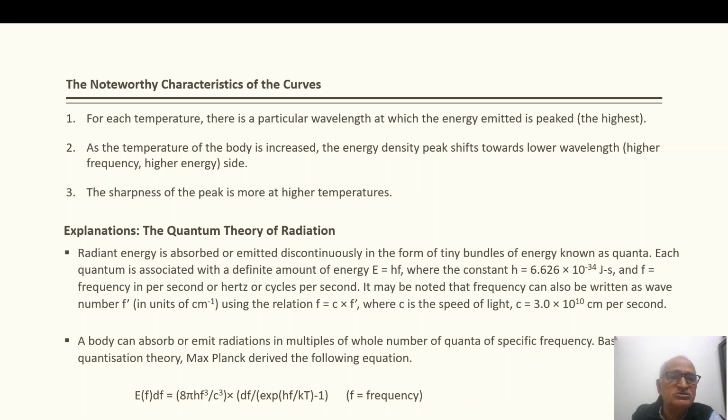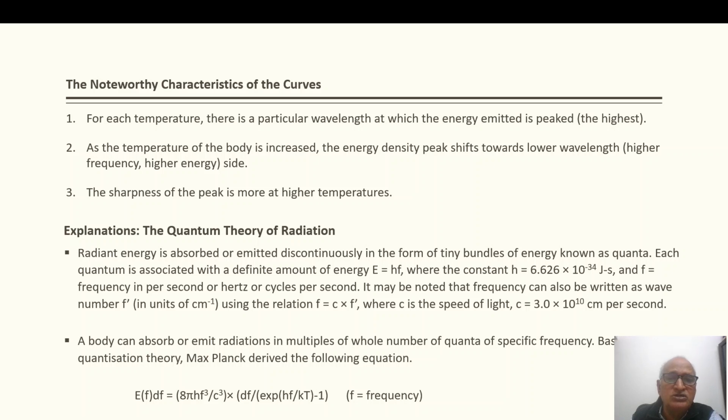Now explanations, that is the development of quantum theory of radiation. Radiant energy is absorbed or emitted discontinuously in the form of tiny bundles of energy known as quanta. Each quantum is associated with a definite amount of energy given by the equation E = hf, where the constant h is called Planck constant, and f is frequency in units of per second or hertz.